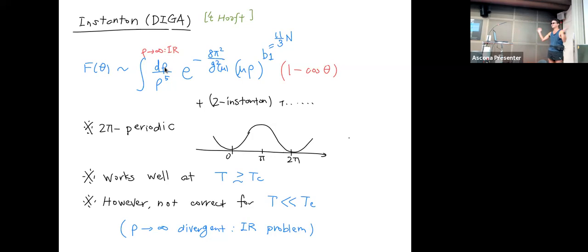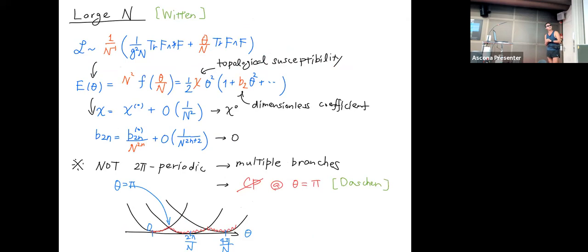But actually it's not the correct answer in general. And the argument was provided, not too surprisingly, by Witten in the 80s or so, using the large N. And the argument itself is actually not elementary. So this is the Lagrangian for the Yang-Mills theory, but written in a slightly funny way, where there's a 1 over N. So this is the ħ parameter, the expansion parameter.